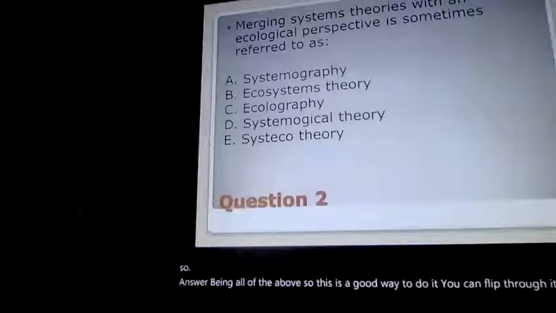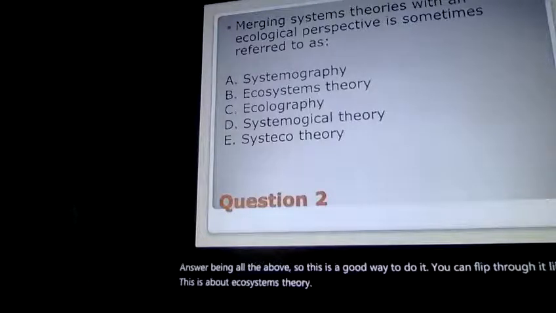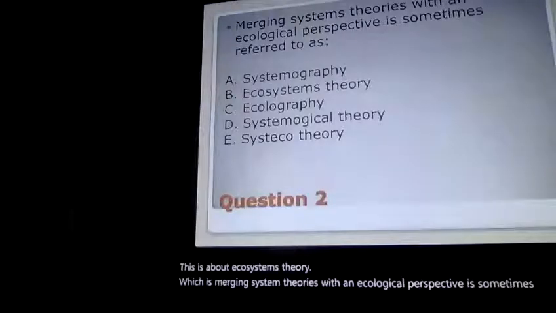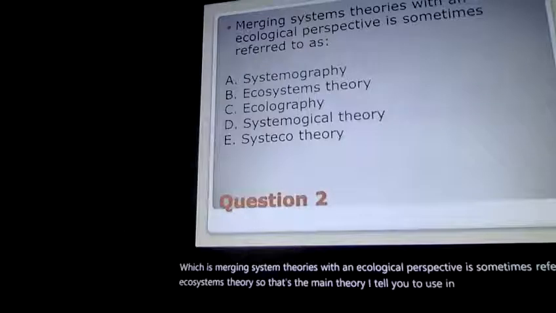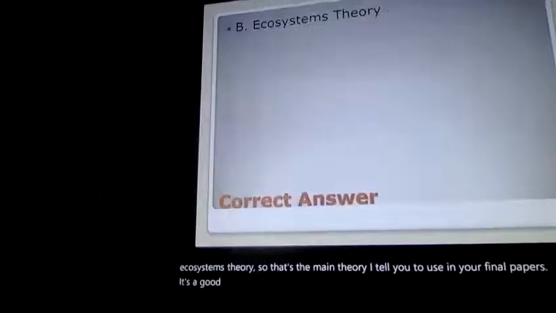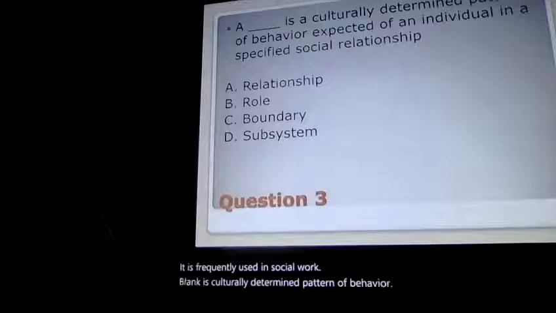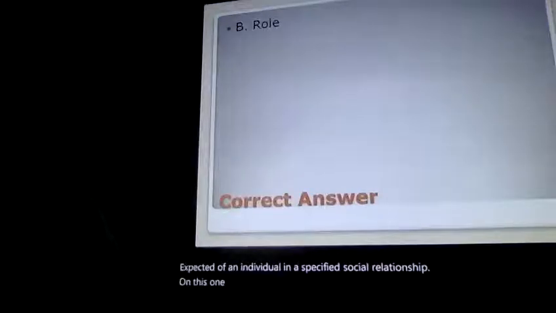This is about ecosystems theory, which is merging system theories with an ecological perspective, sometimes referred to as the ecosystems theory. So that's the main theory I tell you to use in your final papers. It's a good one. It is frequently used in social work. A blank is a culturally determined pattern of behavior expected of an individual in a specified social relationship. On this one, role is the answer.